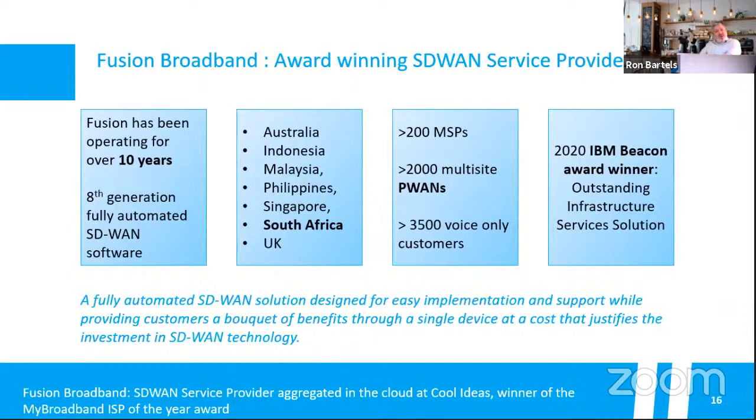So Fusion is mostly utilized by managed service providers, who are the IT companies that provide services to businesses. And one of the big use cases is to provide something called private WANs. So if you've got multiple sites in your business, for example, stretched across Johannesburg, Cape Town, or Durban, we can link all of those sites together across broadband internet using something called private WANs. And we do that very well, and we do that securely.